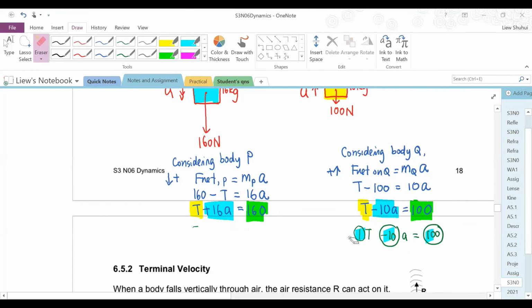Once you come to this step, you can then write the final answer. T equals 123 newtons, and A is 2.3 meters per second squared.